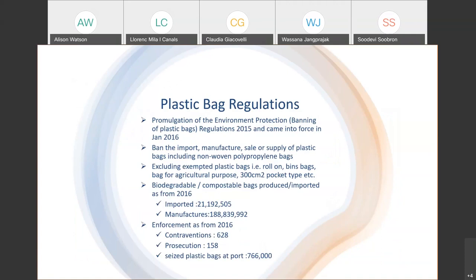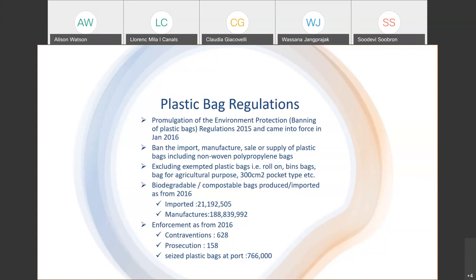The plastic bag regulation was promulgated in 2015, and it came into force in January 2016. It was a ban on import, manufacture, sale, and supply. And we had excluded 11 types of plastic bag. And we had monitoring done on the biodegradable and compostable bag, which is produced and imported. So from 2016 to now, 21 million was imported of biodegradable and compostable bag, and around 188 million tons were manufactured locally.